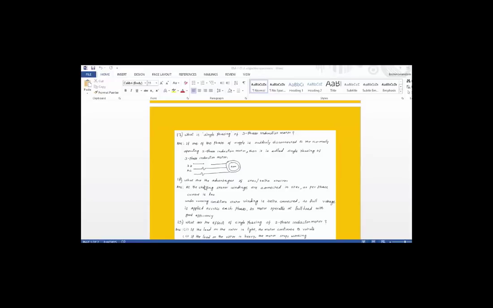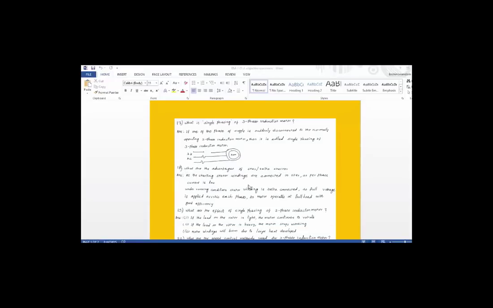Next, 18th question. What are the advantages of star-delta starter? At the starting, stator windings are connected in star, so per phase current is low in three-phase induction motor. Under running conditions, the stator winding of three-phase induction motor is delta connected, so full voltage is applied or available across each phase, so the motor operates at full load with good efficiency.